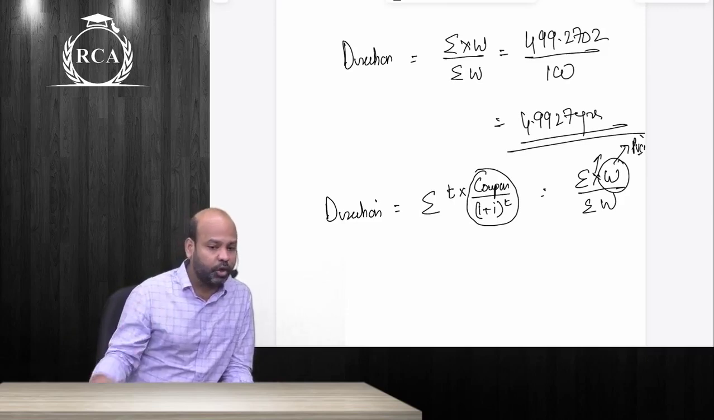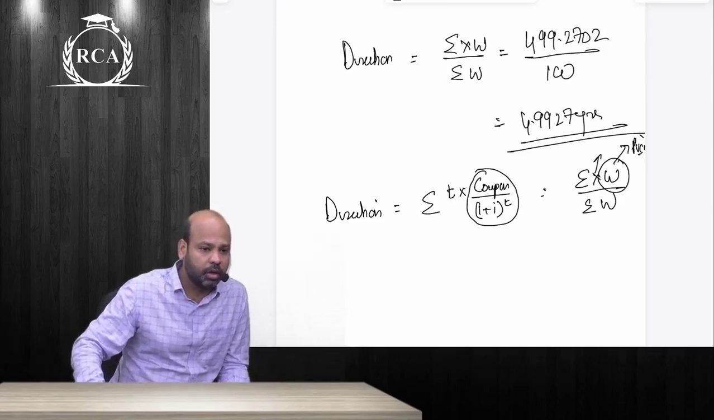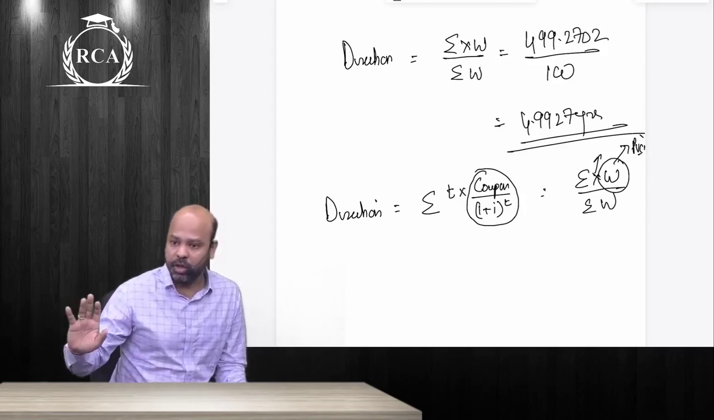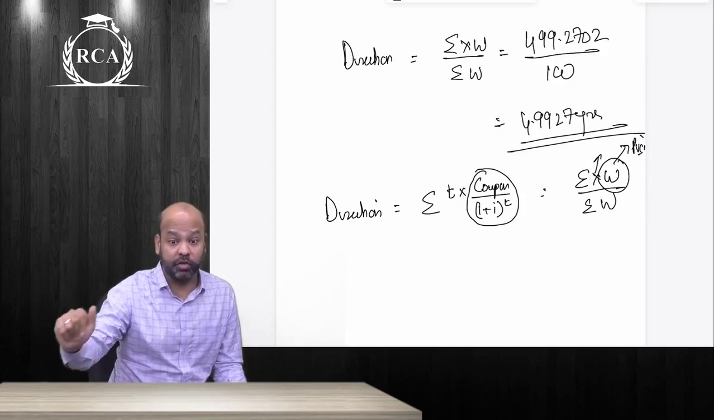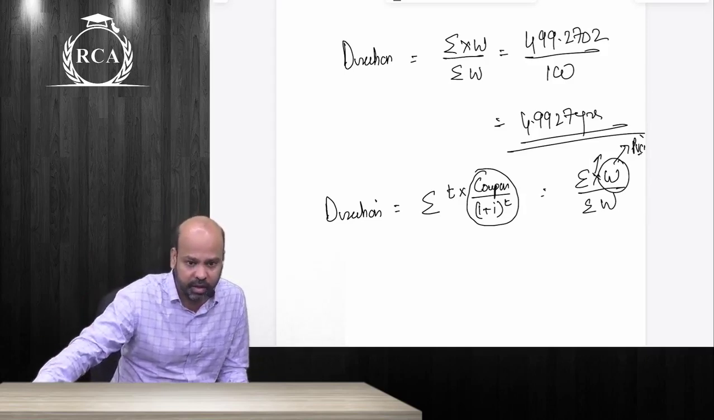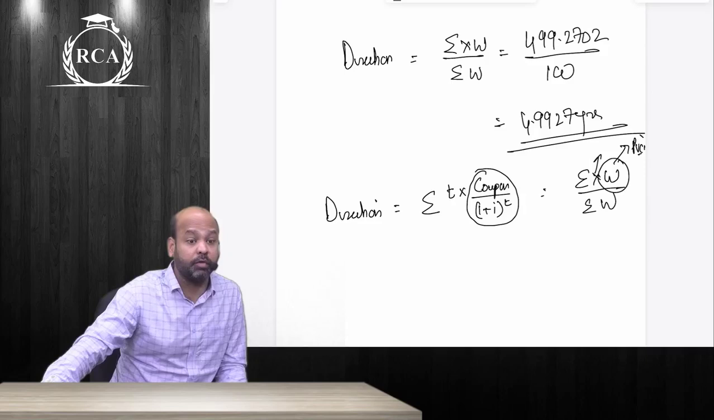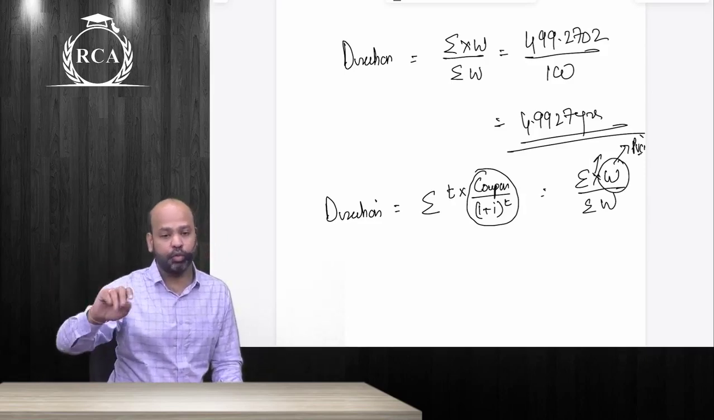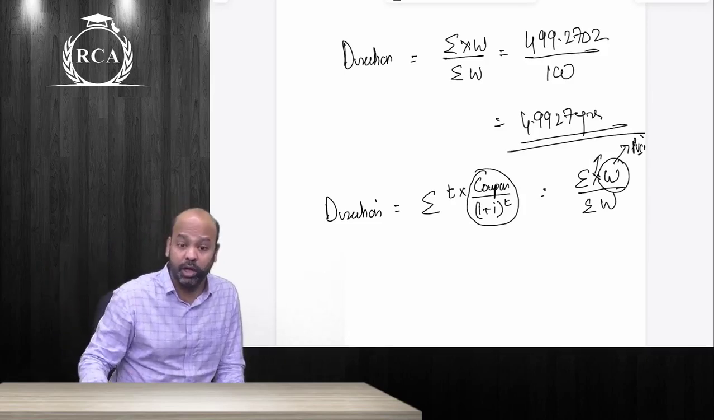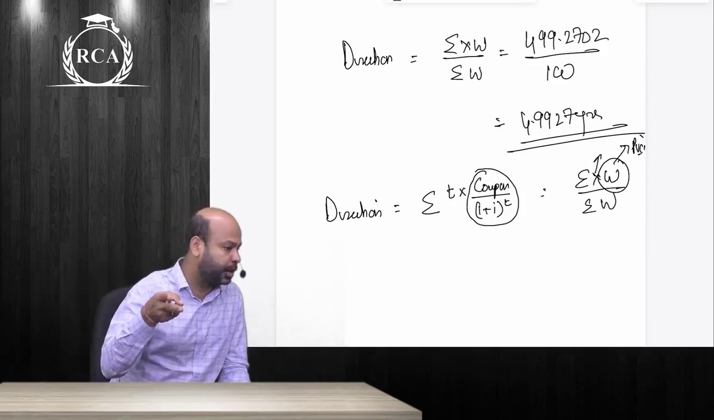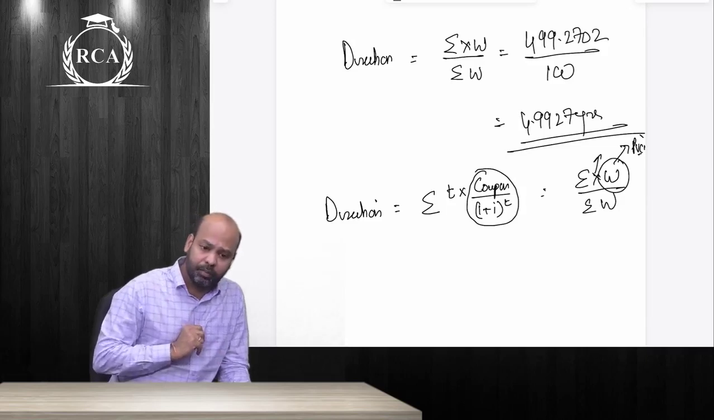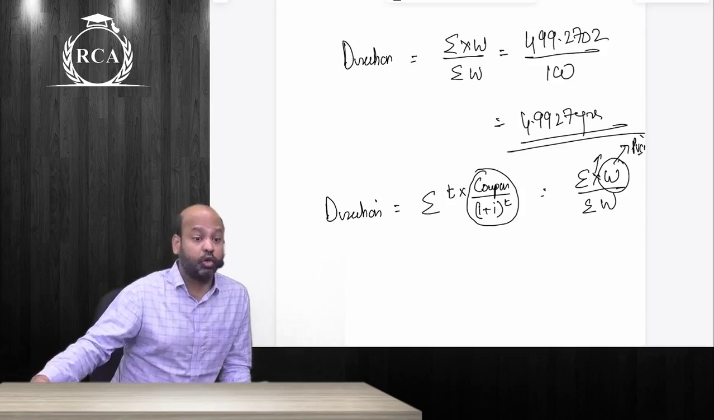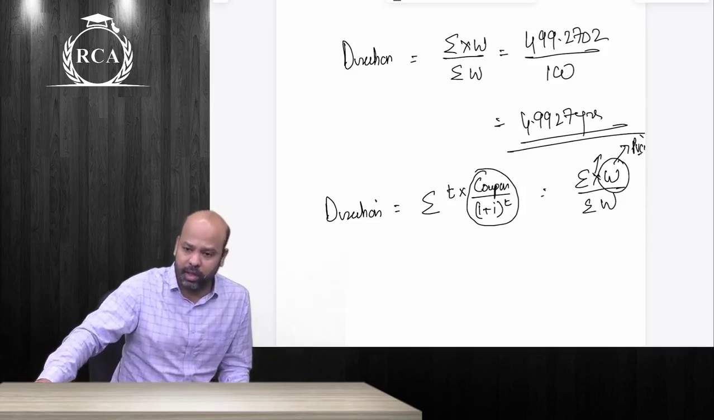What do you think will be the duration of a zero coupon bond? Maturity period. Directly equal to maturity period. Because the only way you protect yourself against price risk and reinvestment risk is by investing in a zero coupon bond for a period equal to its maturity period. Whatever you do, the duration of a zero coupon bond is always equal to its maturity period. If you invest in a zero coupon bond for a period lesser than that, there is no reinvestment risk, but you still have price risk. You will not be able to offset each other. Is it making sense or not?